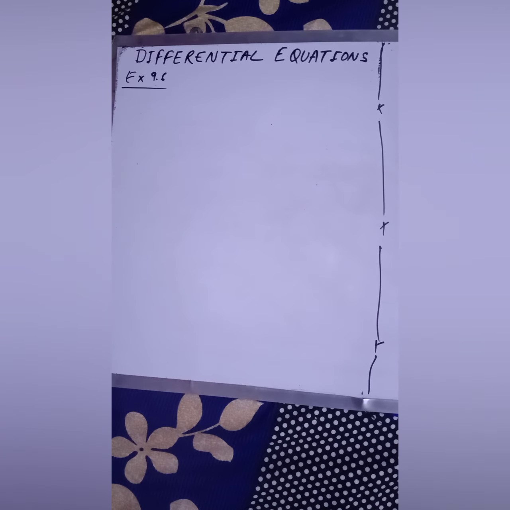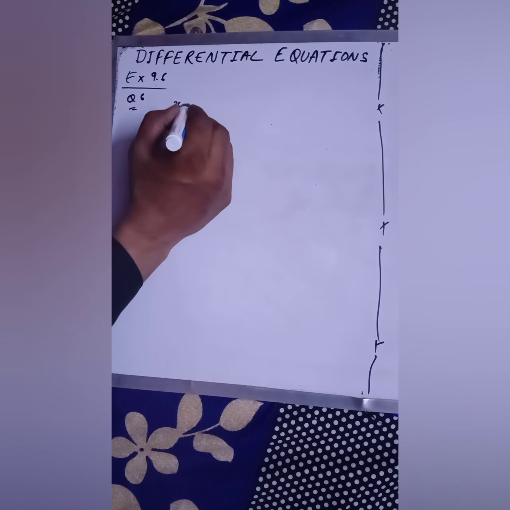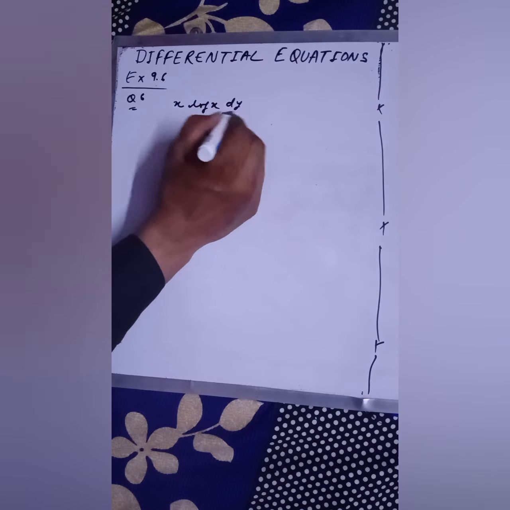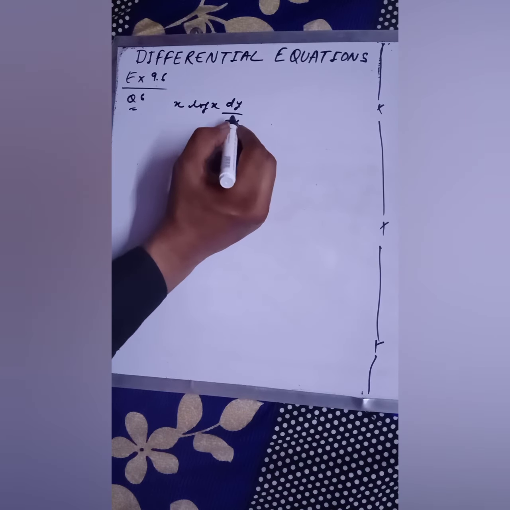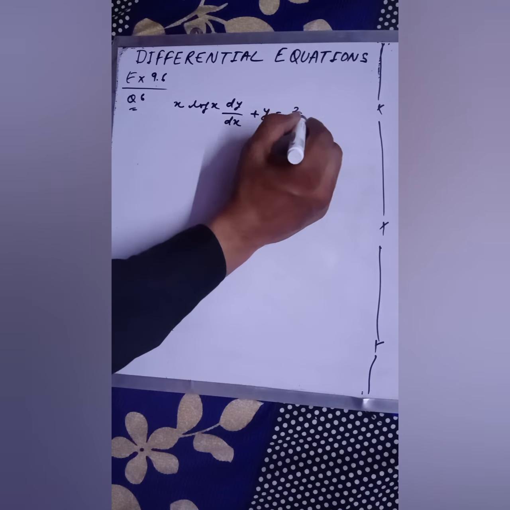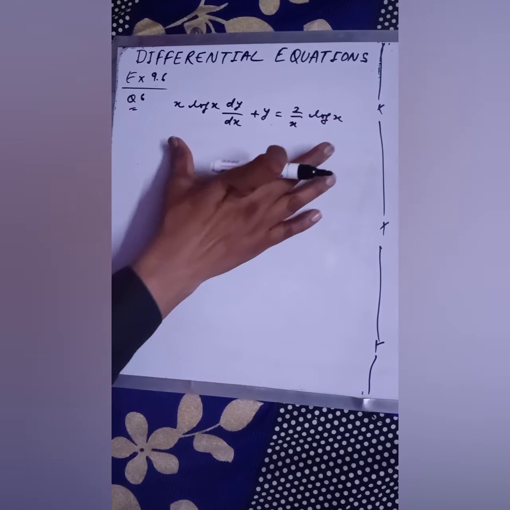Question number 5, question number 6, you can do. Oh, question number 6 I'm telling you. Okay, please wait. See, in the question number 6, your question is like this: x log x dy by dx plus y, that is equals to 2 by x log x. Okay, so this equation is given to you.